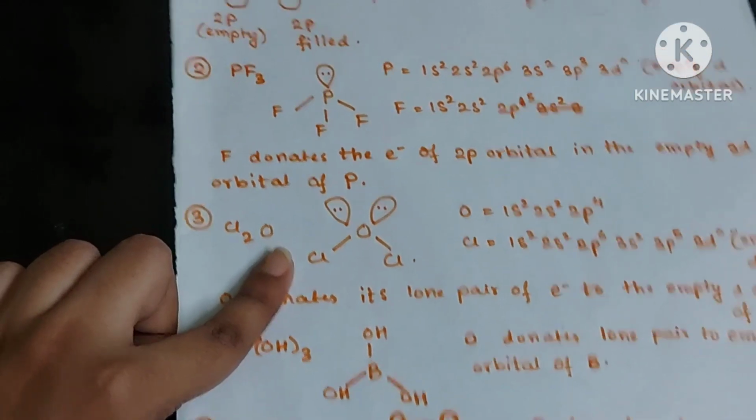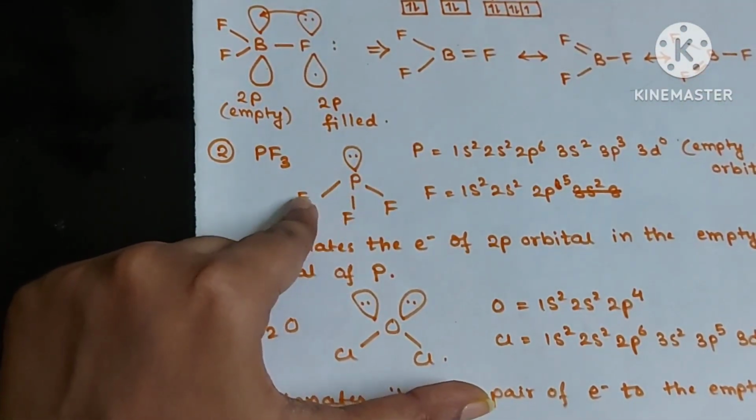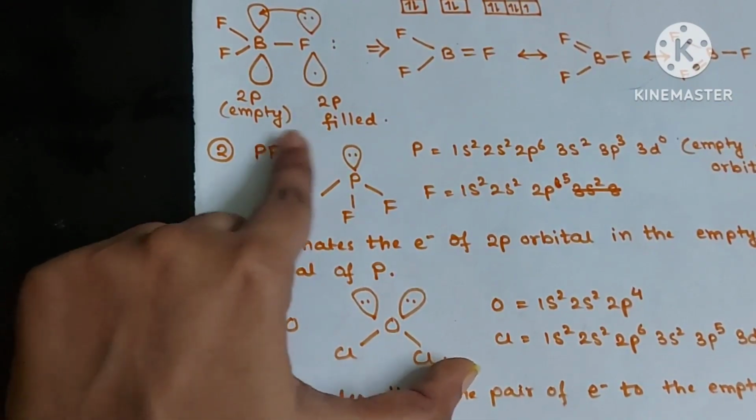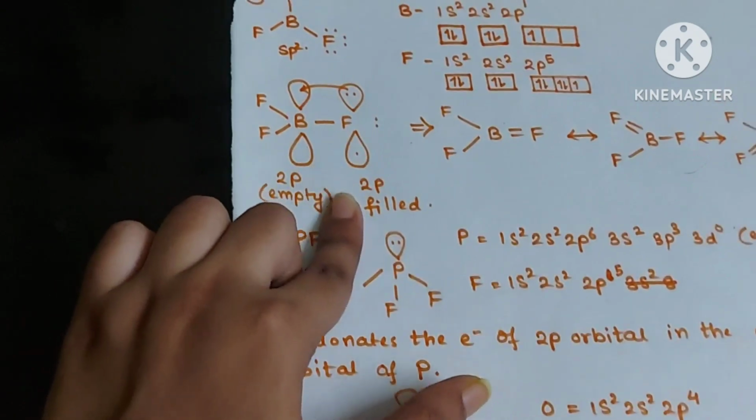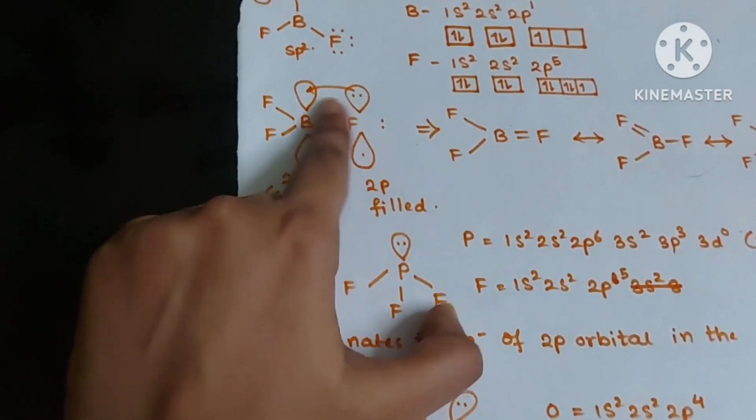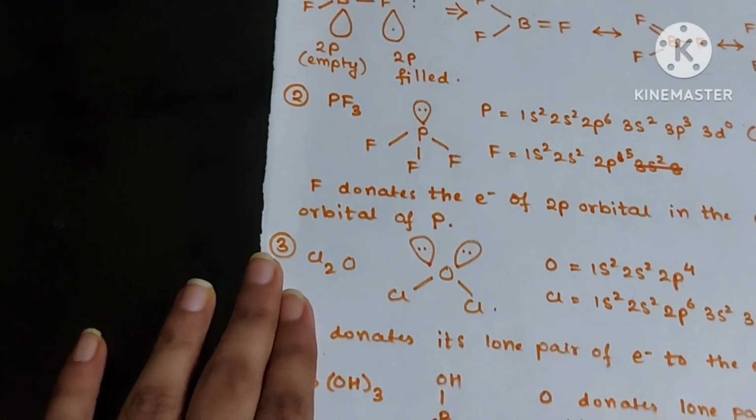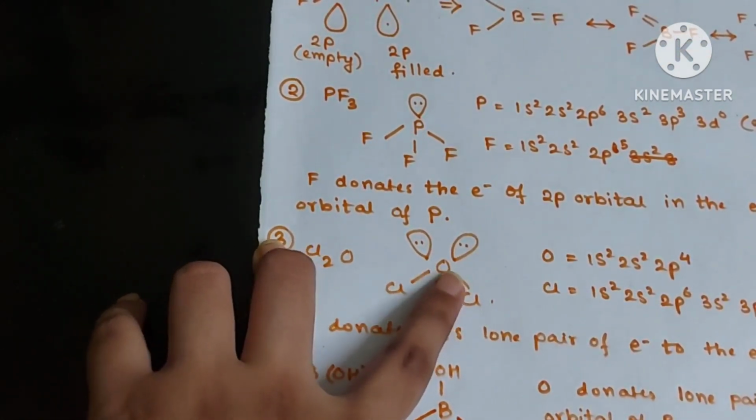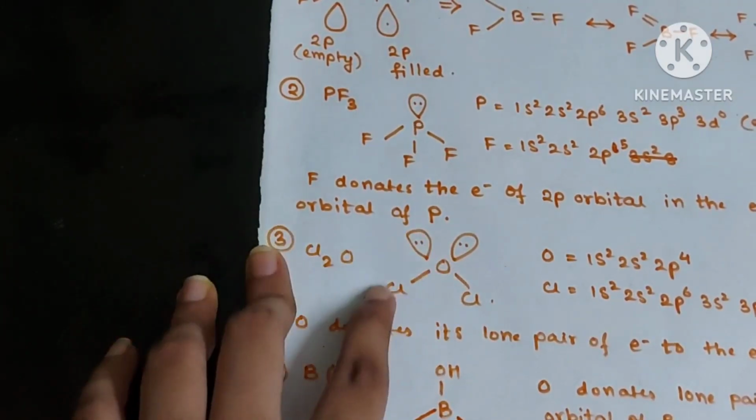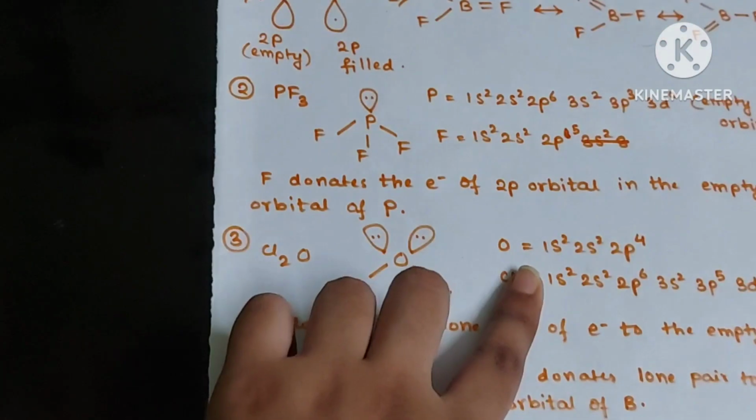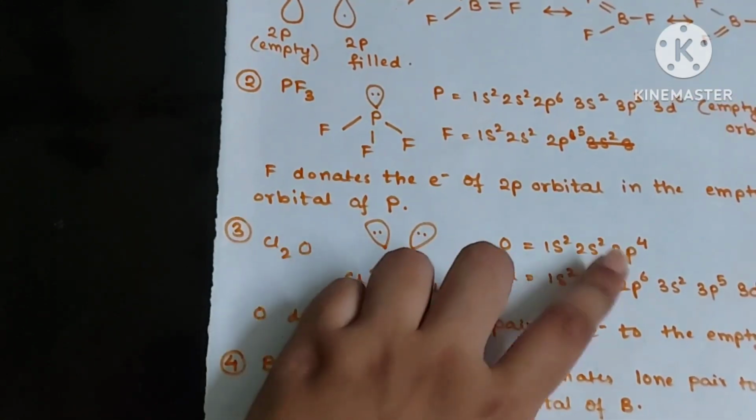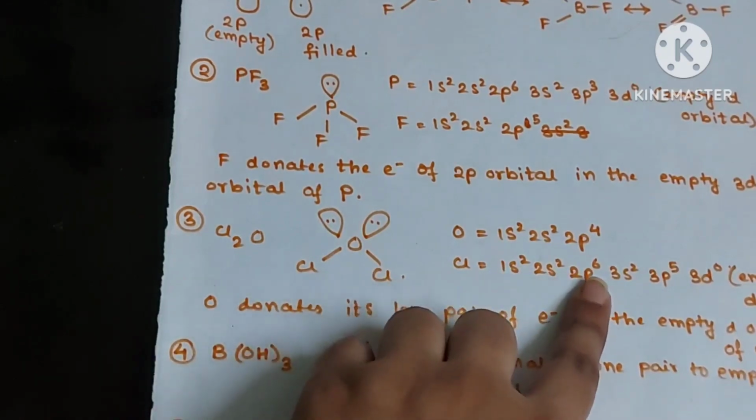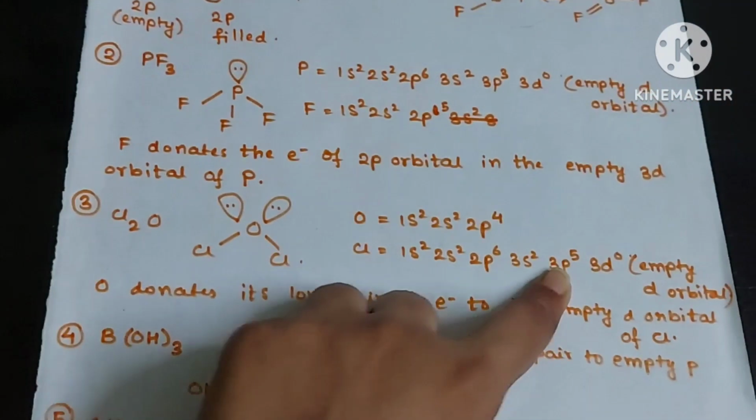In Cl2O, here in this example the transfer was taking place from the side atom to the central atom, and here also the transfer was taking place from the side atom to the central atom. Now in the third example we will see that the transfer is taking place from the central atom to the side atom. So oxygen, what is the electronic configuration? 1s2, 2s2, 2p4, and chlorine 1s2, 2s2, 2p6, 3s2, 3p5, and 3d0.